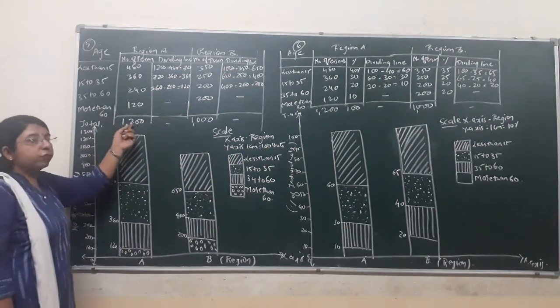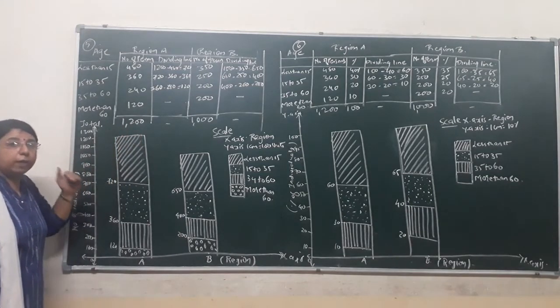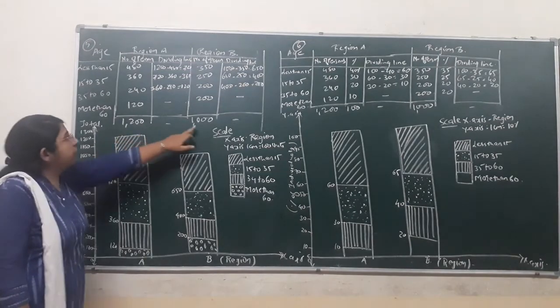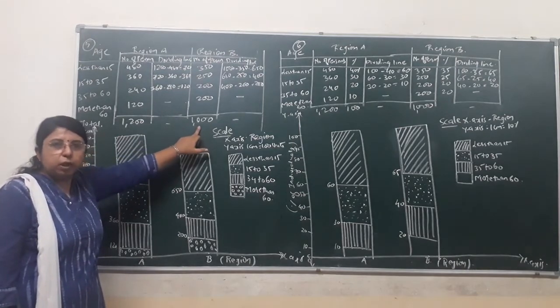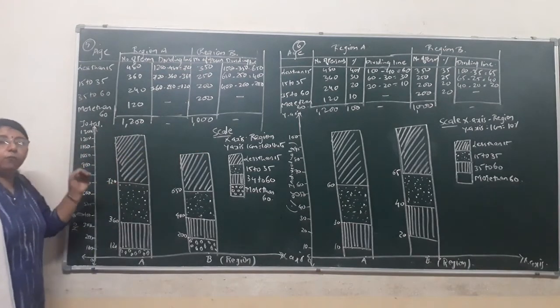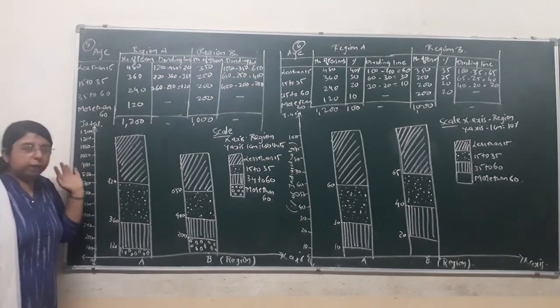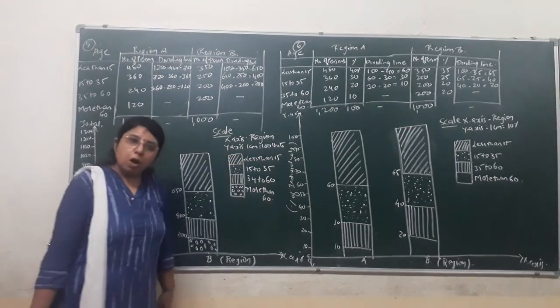You have been given the total of region A, that is 1200. So you have to carry forward your data up till 1200. The maximum data you have to carry forward is 1200, because for region B it is less, that is 1000 only. So your graph on the y-axis should be carried forward up till 1200. I have taken the scale of the y-axis as 1 centimeter equal to 100.